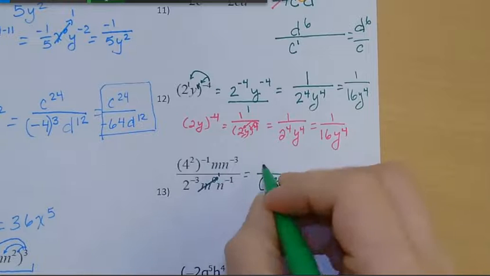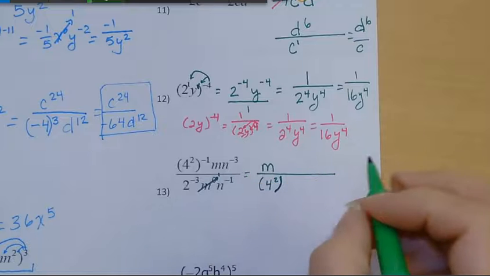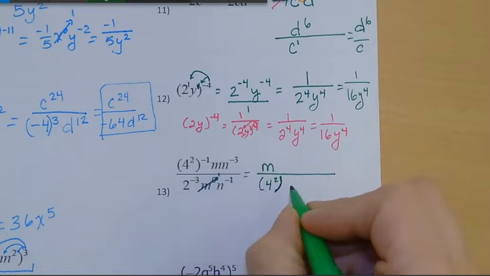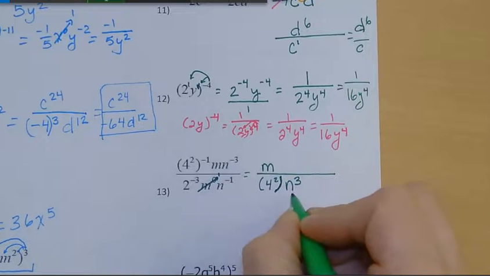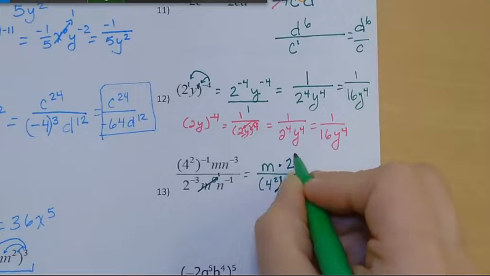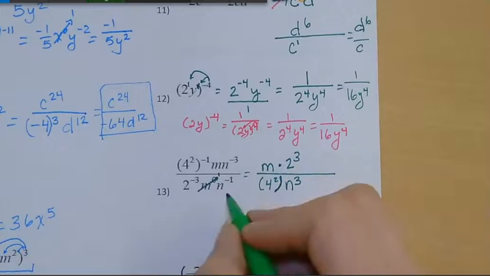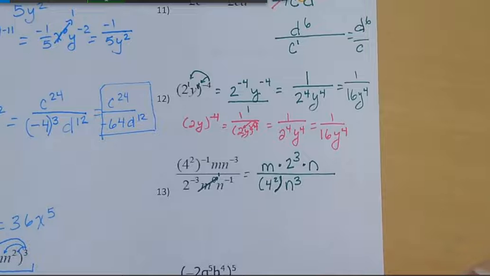I have m in the numerator. I have n to the negative 3. I'm going to put that in the denominator. Now it becomes n to the positive 3. I have 2 to the negative 3 in the denominator, so I'm going to put that in the numerator as 2 to the 3rd. And I have n to the negative 1 in the denominator, so I'm going to put that in the numerator as just n to the positive 1, or n.